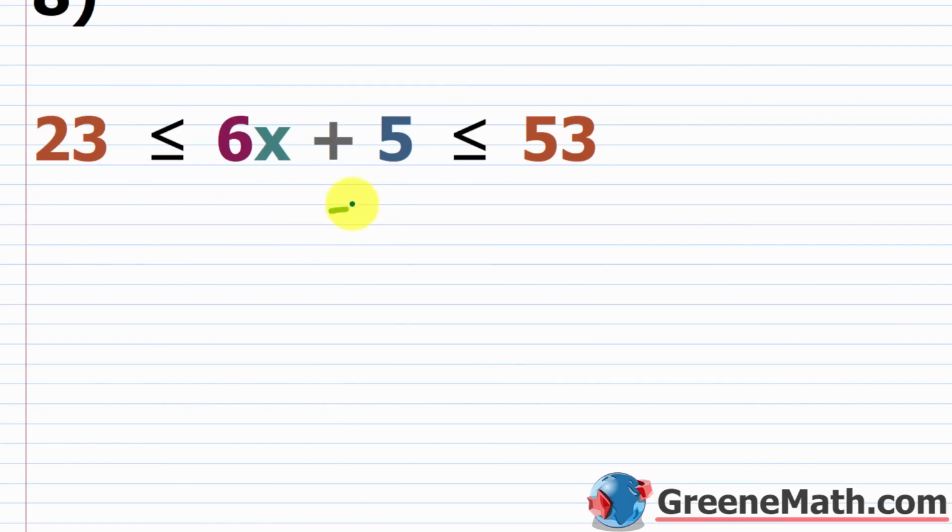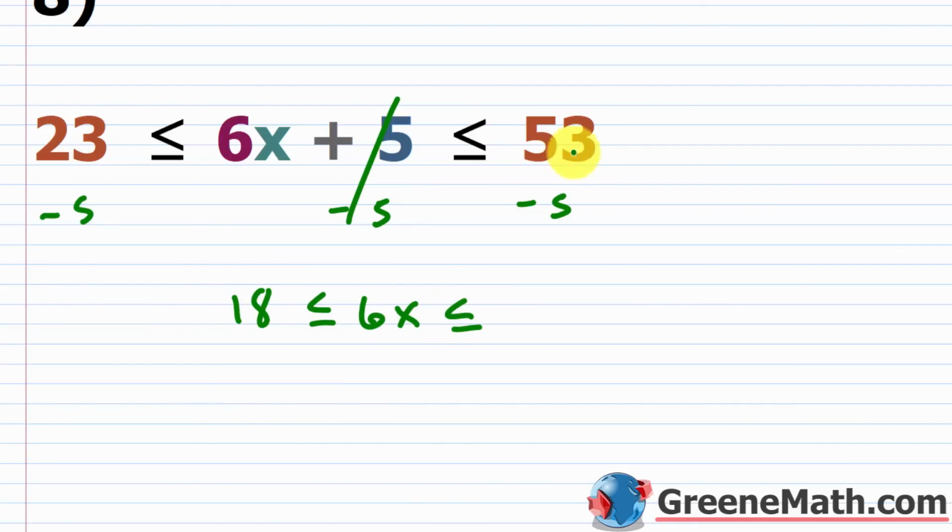So first, let's subtract 5 away from each part so that I can isolate the 6x part. Let's get rid of this. So we'll have 6x in the middle. This will be greater than or equal to 23 minus 5, which is going to give me 18. And this will be less than or equal to 53 minus 5, which is going to be 48.